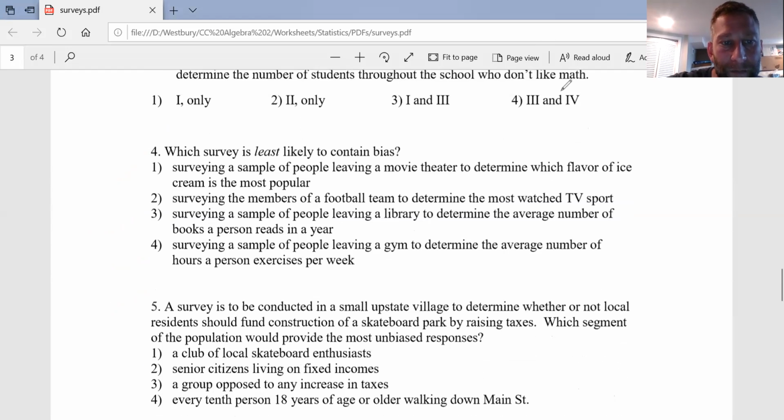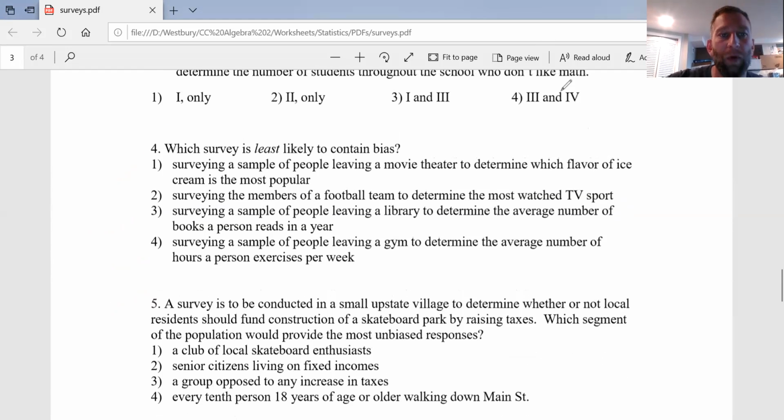Number 4. Which survey is least likely to contain bias? So the wording can throw people off. It says least likely to contain bias. Bias is bad. So is it asking for the best answer or the worst answer? Read it. Least likely to contain bias. It's asking for the best answer.